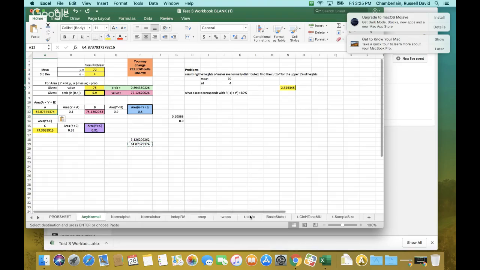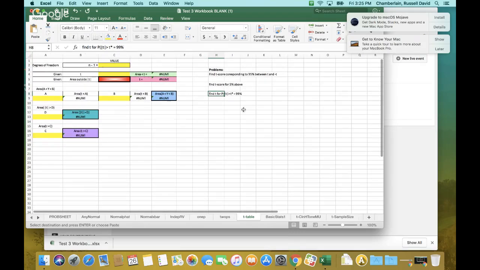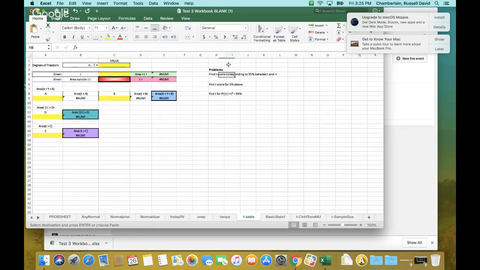Let's see. We could also do t-table stuff, right? So like trapping 95% between. So for all these problems, I'm going to use degrees of freedom 30. No particular reason, it's just the first number that came to mind, but remember, if they give you sample size, it's n minus 1. If they give you degrees of freedom, plug it straight in.